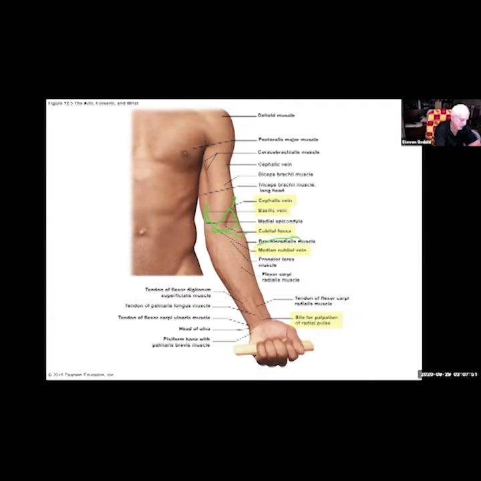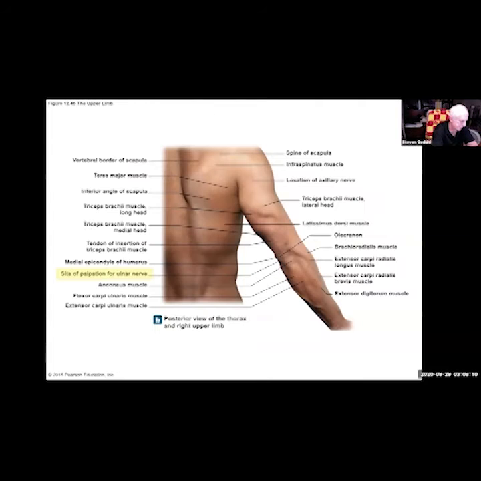The median cubital vein, is that the big one that bulges out that you go after with your IV? And your palpation for your radial pulse is right on the thumb side of the wrist. And this is palpation for the ulnar nerve. And you know when you hit it because you hit the funny bone. You know when you hit that nerve. That's when you can feel it.